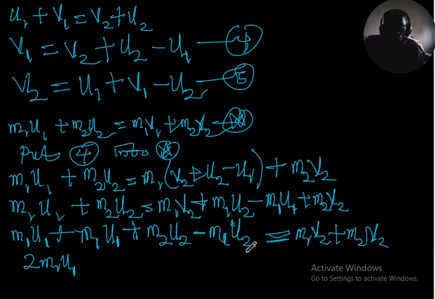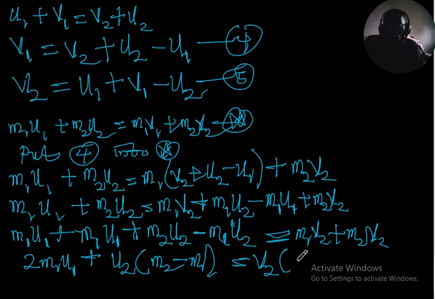They have common U2, so only what is not the same is M2 and M1. So pull out the U2 plus U2, then inside here you have M2 minus M1, close the bracket, equals to, on this other side, what is common there? V2 is common. Pull out V2, then open the bracket. You are left with M1 plus M2.